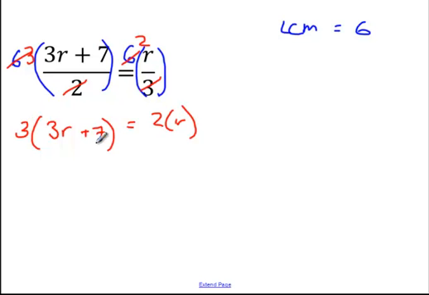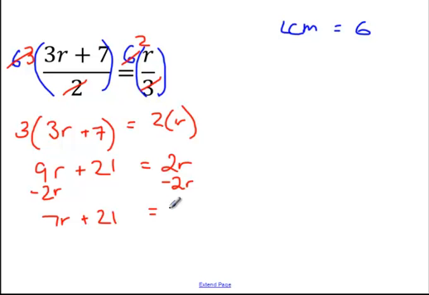In order to solve this, I'm just going to expand the brackets. So 3 times 3r is 9r, plus 3 times 7 is 21. That's equal to 2r. Now I've got 9r on one side and 2r on the other side. So what I'm going to want to do here is take 2r away from both sides. If I take 2r away from this side and 2r away from this side, I end up with 7r plus 21. And that's going to be equal to 0 because there's nothing left on the right-hand side. 2r minus 2r is just 0.